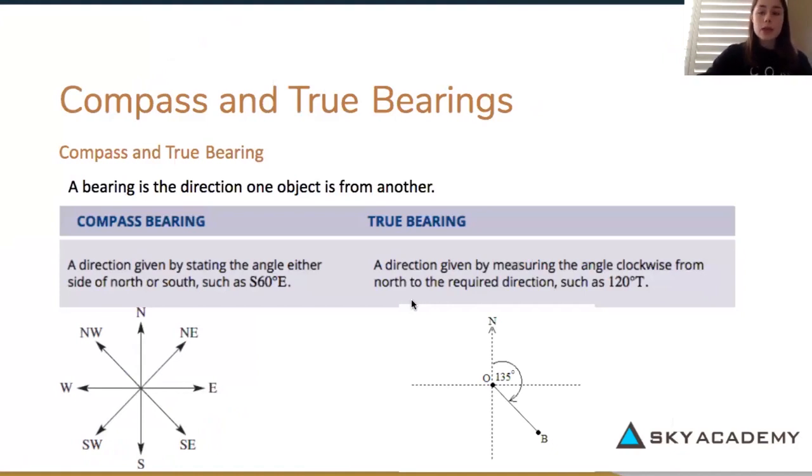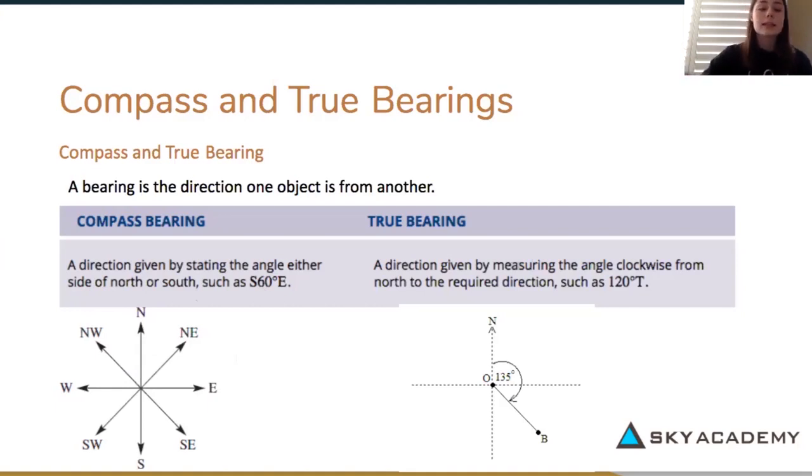So a bearing is simply the direction one object is from another. So we have two types. We have compass and we have true. So let's have a look at compass bearings first. A compass bearing is where you use the directions on a compass. So you could use north, south, east, or west. And then you can also use northeast, southeast, northwest, southwest.